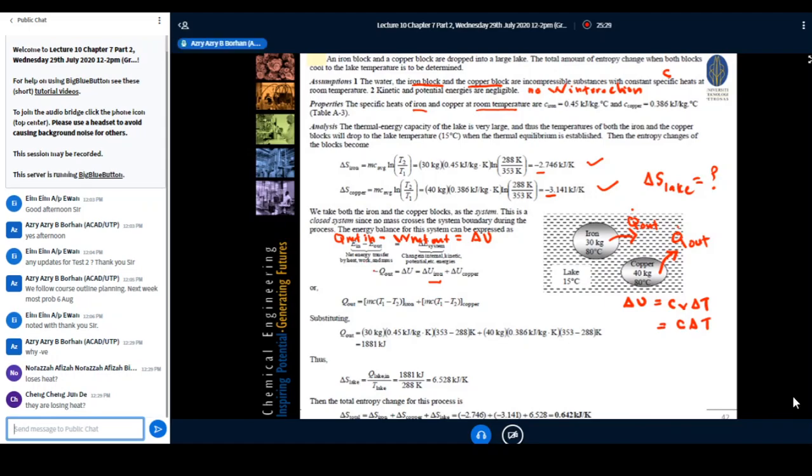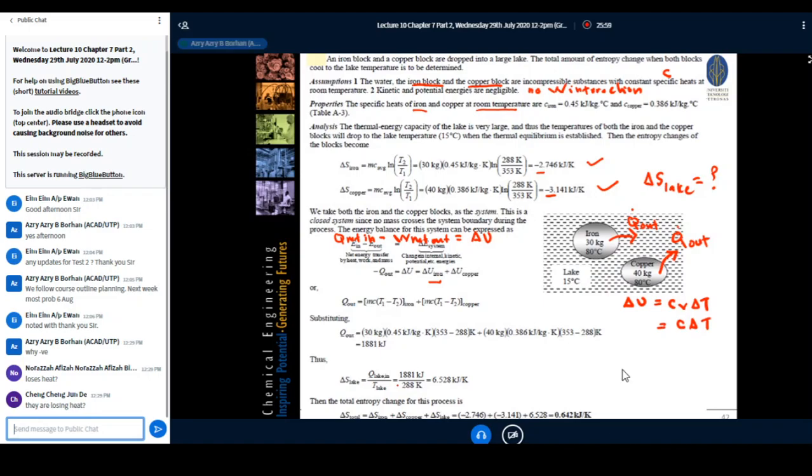Observe the negative symbol on this side. So you bring it to the right side. So what happened? That's why you have T1 minus T2 instead of T2 minus T1. Okay, so when you simplify, that means you have around 1,881 kilojoule, right?